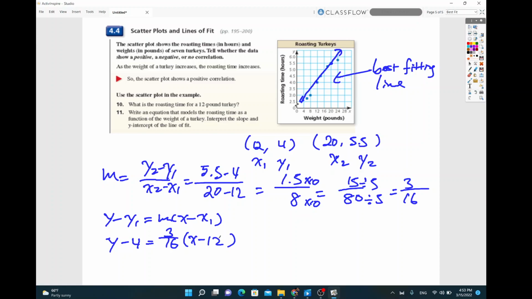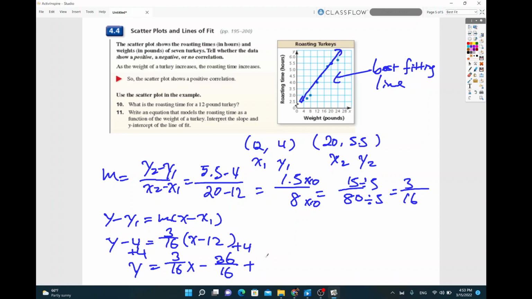Now, for those of you who might be wondering what happens if I just multiply by 16 on both sides, certainly you can do that. But let's just leave it as it is, because we want to distribute that next. So we got y equals 3 over 16 x minus, so 3 times 12, that's 36. So 36 over 16. And then negative 4, just add 4 on both sides.